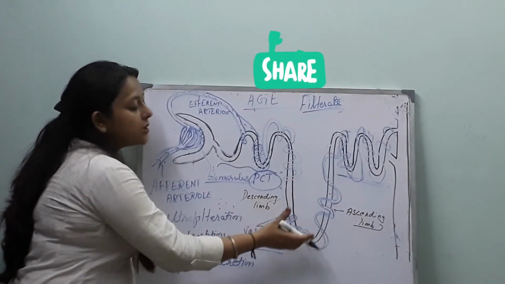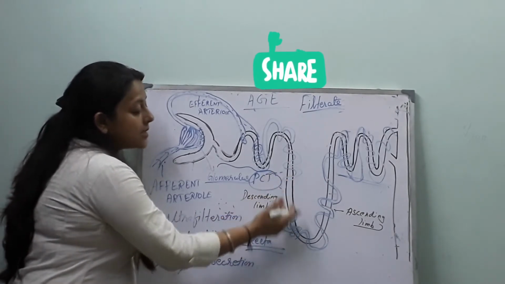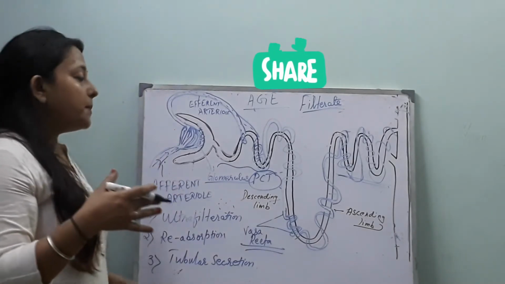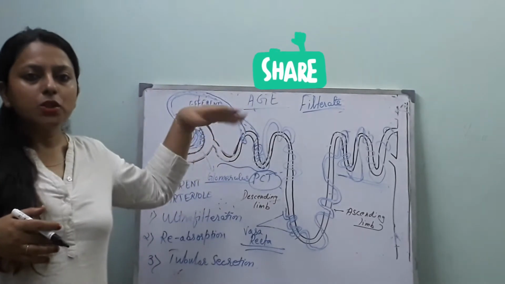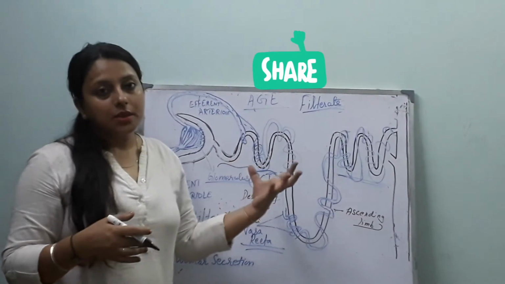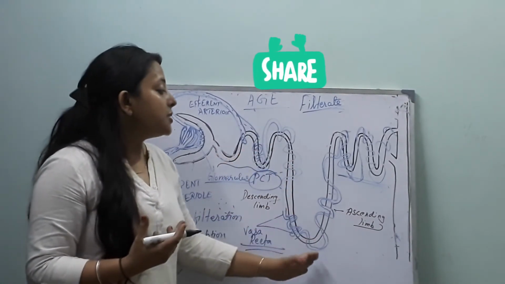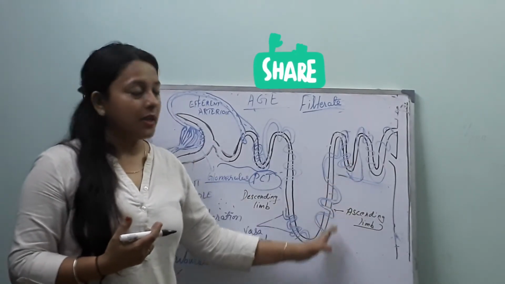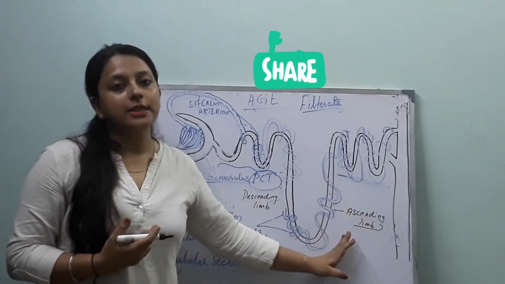The maximum amount of water is again reabsorbed by this limb, and the water molecules enter into the network of blood, and again go to different parts of our body. Now the ions which are present in the urine are reabsorbed by the ascending limb of the loop of Henle. This is the ascending loop. Here absorption of ions takes place.